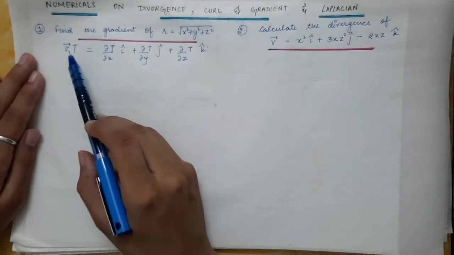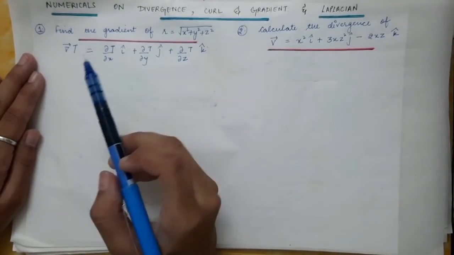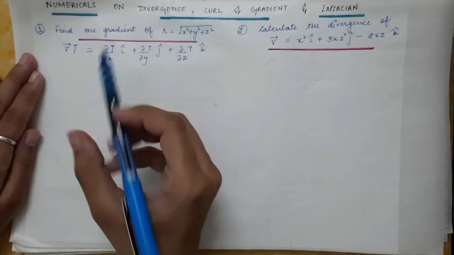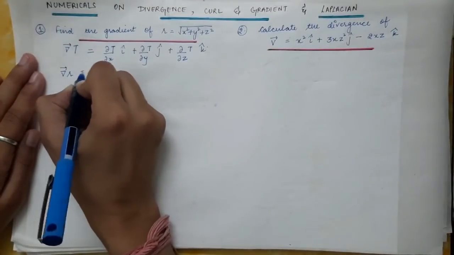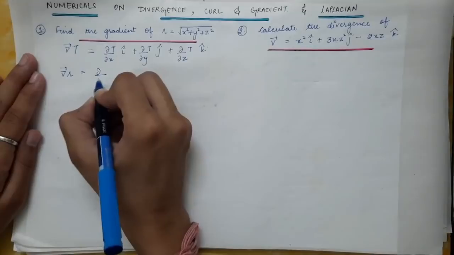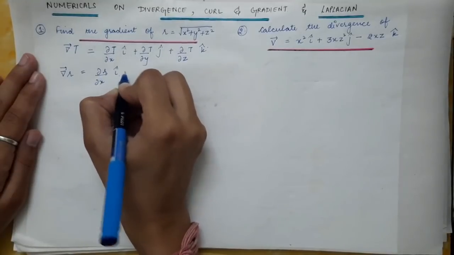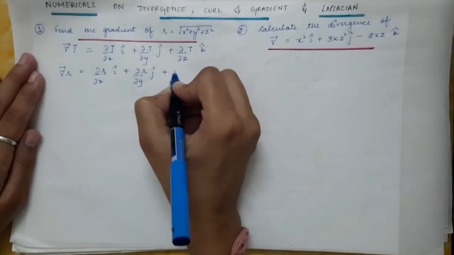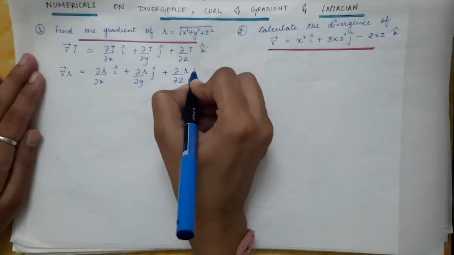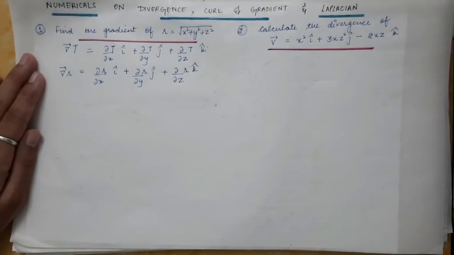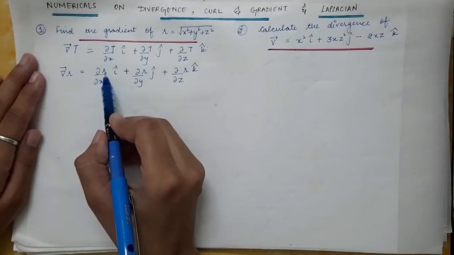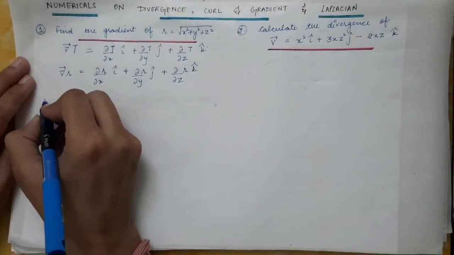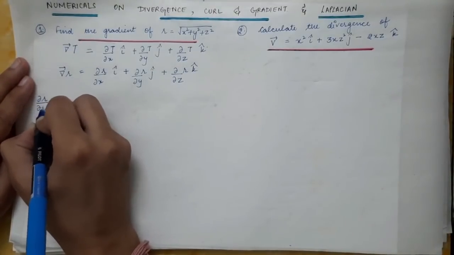But now over here, in place of capital T, we are given small r. So we have to find the gradient of small r. The gradient of small r will be del by del x of r i cap plus del by del y of r j cap plus del by del z of r k cap. So we will find the partial derivative of r with respect to x, then with respect to y, then with respect to z.